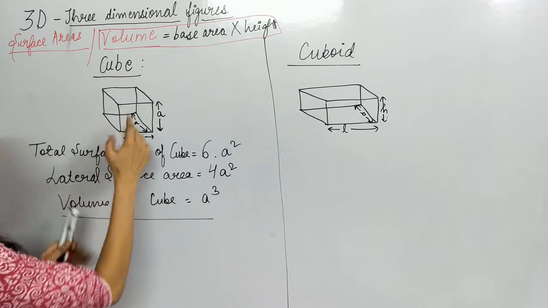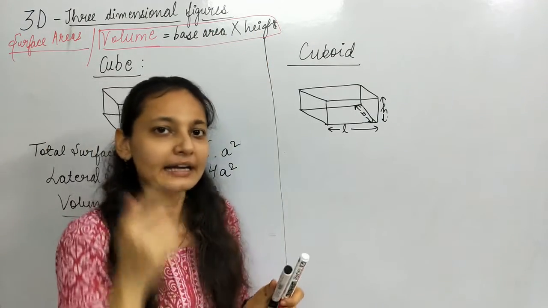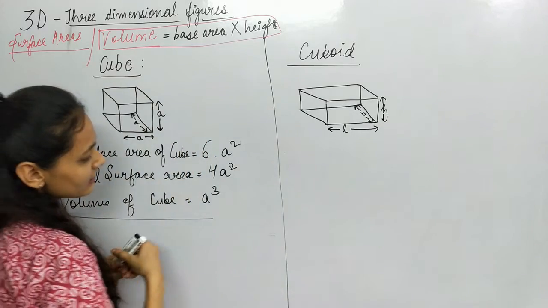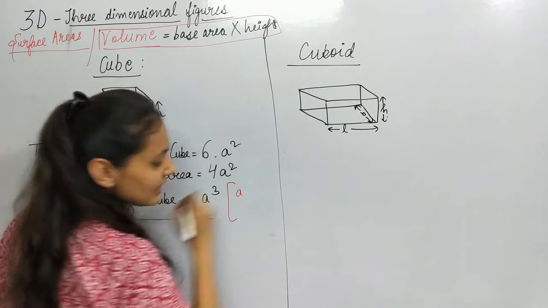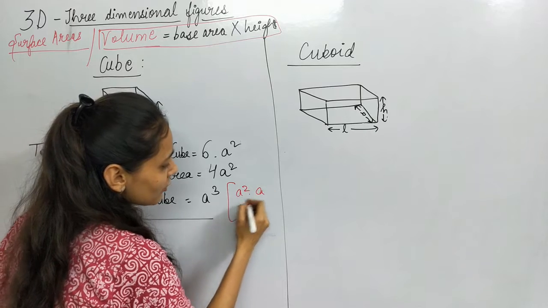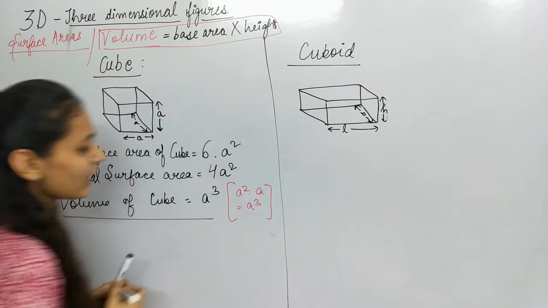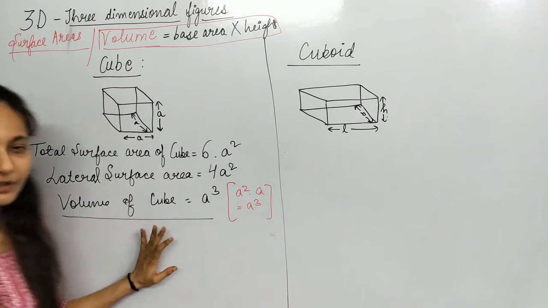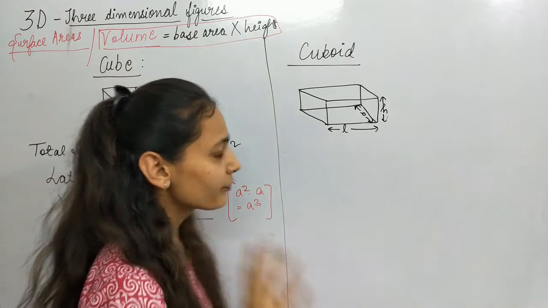So in this case, base is a square and height is a. So base area is a squared and height is a. So we get a cubed. Okay, in this way we calculate the volume of cube. Now let us see cuboid.